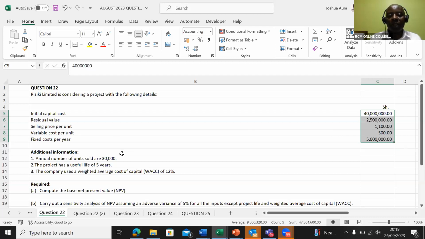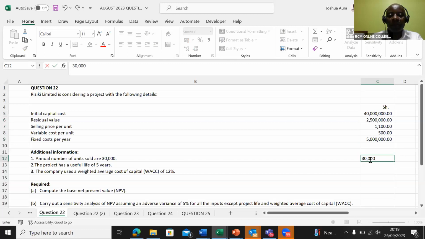Additional information, annual number of units sold are 30,000. If I'm the one doing this, I can't pick this 30,000 from here the way it is. So I will come right away to where we have this and just transfer 30,000. Put it there. The project has a useful life of 5 years, so put this 5 as well there so that I can use it.